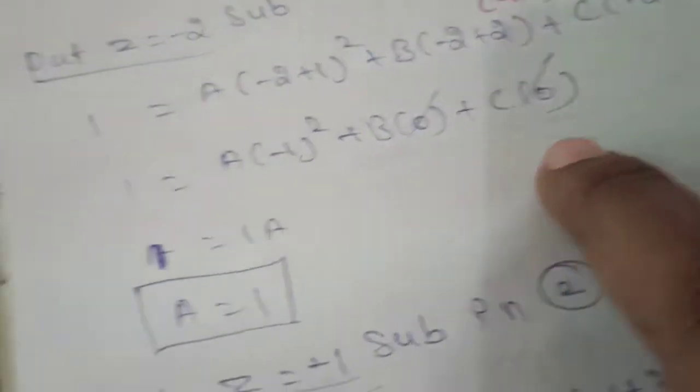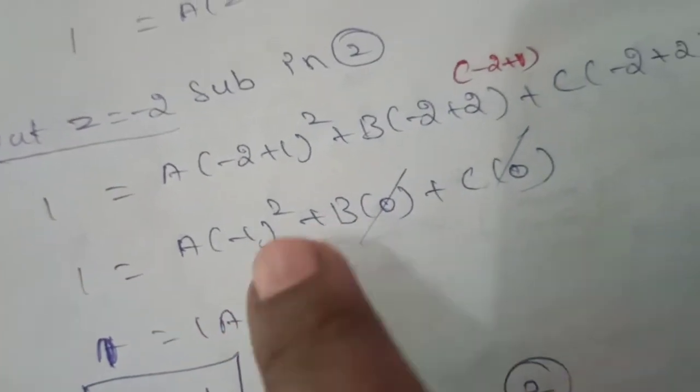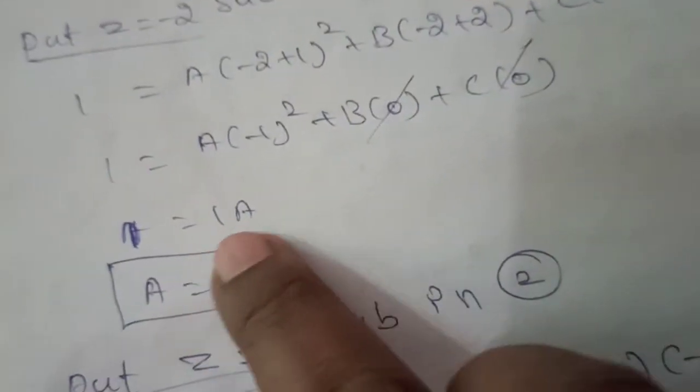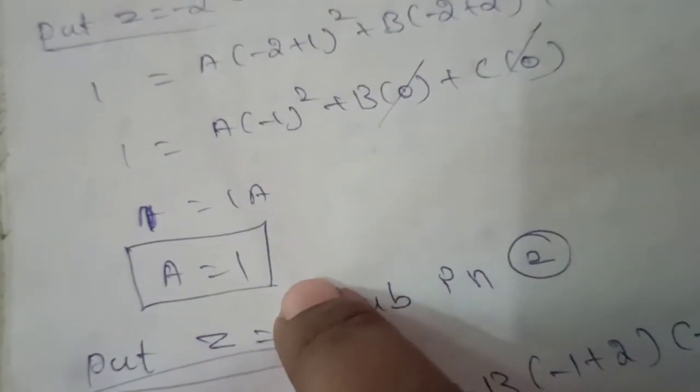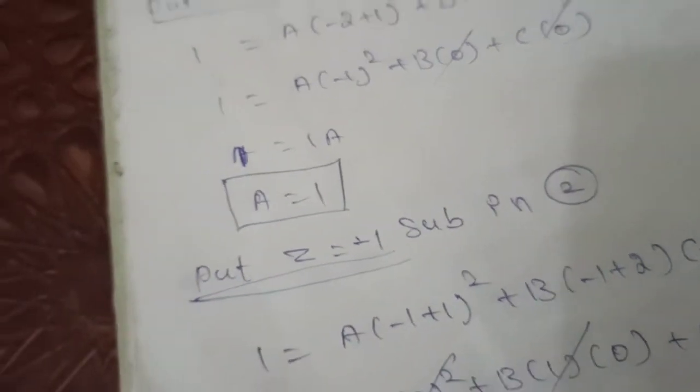So omit those terms. Therefore 1 equals (minus 1) the whole square, which is plus 1. That is, 1 equals 1 a, therefore a equals 1. So the value of a is 1.